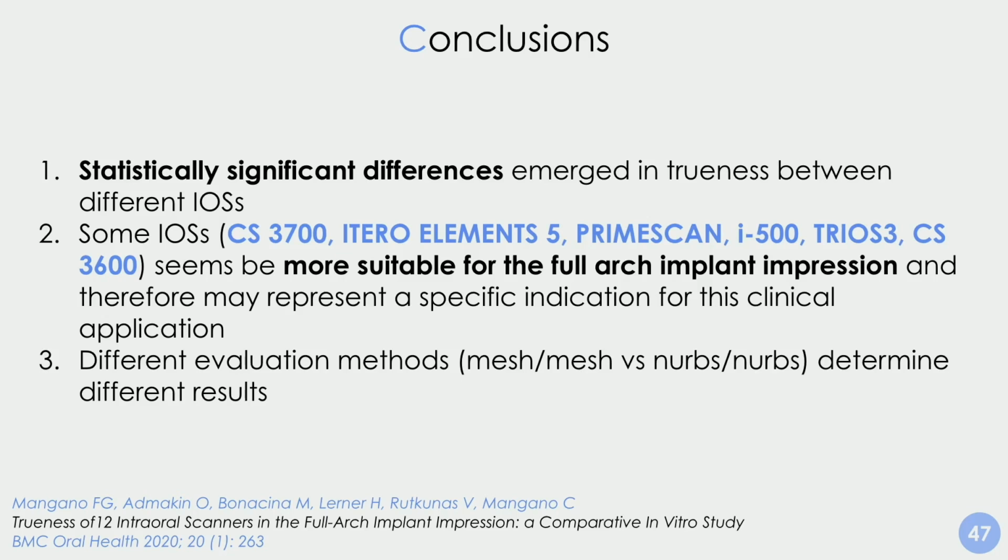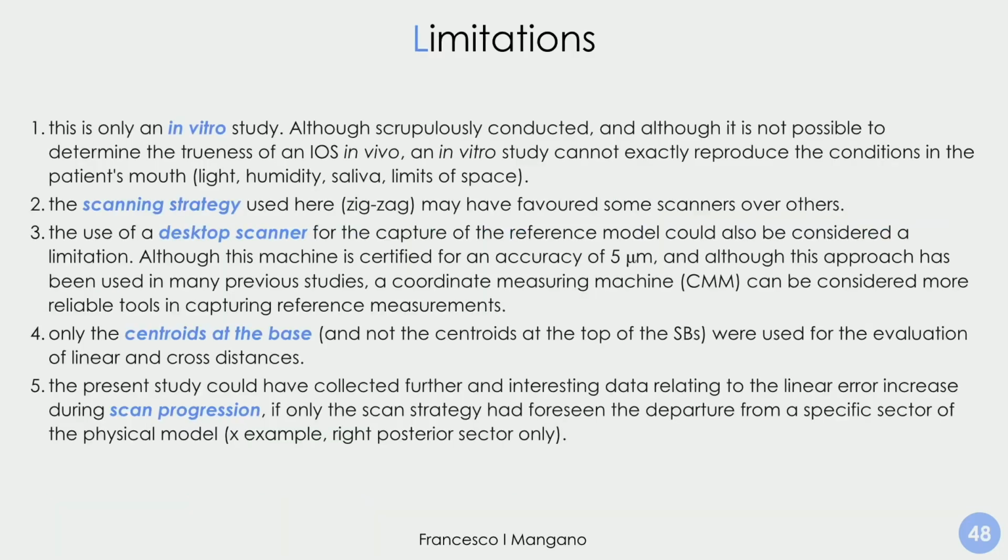Of course, there are different results with the different evaluation methods, but it's less important. There are limitations in this study. It is an in vitro study, and of course we don't have saliva, we don't have the movement of the patient, the humidity. The conditions of the lights are totally different in the mouth than when we work on a model, but it's impossible to have an absolutely reliable reference in vivo. The scanning strategy is also maybe a limitation because we chose one scanning strategy and applied it to all the scanners, but maybe some of the scanners require another strategy.